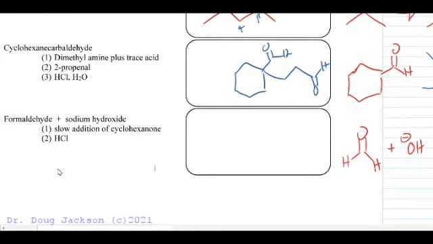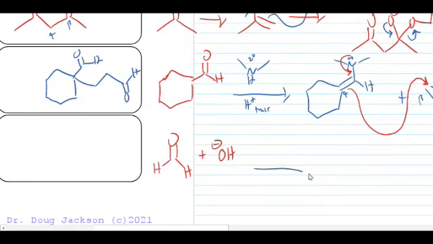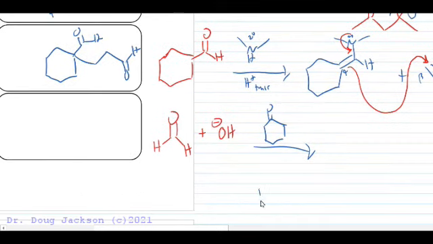Finally, formaldehyde can be in the same solution as hydroxide. Again, there's no alpha carbons with hydrogens on them for formaldehyde. It's just a one carbon-carbonyl compound. We add a slow addition of cyclohexanone to provide alpha carbons for our enolate formation. So hydroxide and cyclohexanone react. They form an enolate in very low concentration compared to formaldehyde.